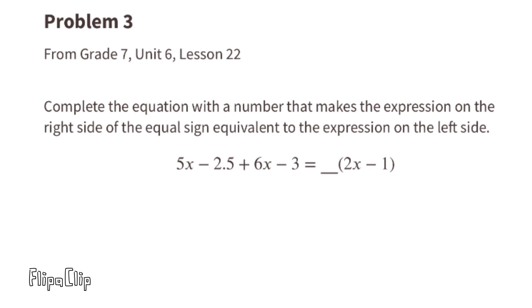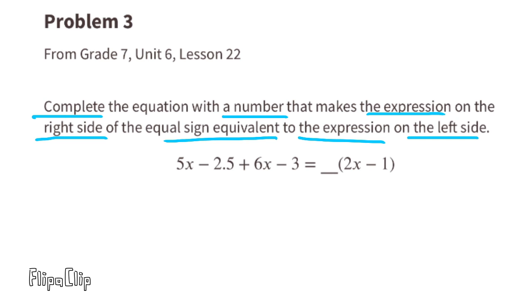Problem number 3 from 7th grade, Unit 6, Lesson 22. Complete the equation with a number that makes the expression on the right side of the equal sign equivalent to the expression on the left side. I'm collecting like terms. 5x plus 6x equals 11x.